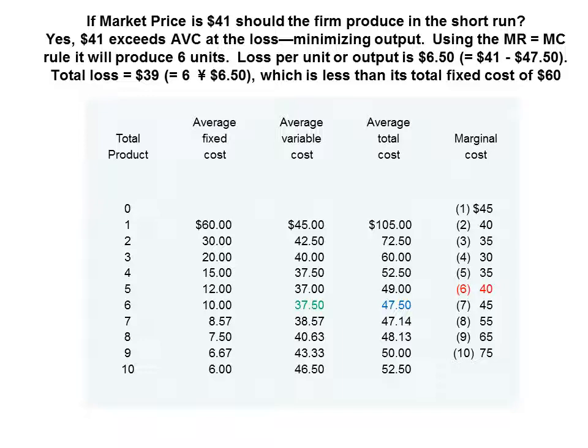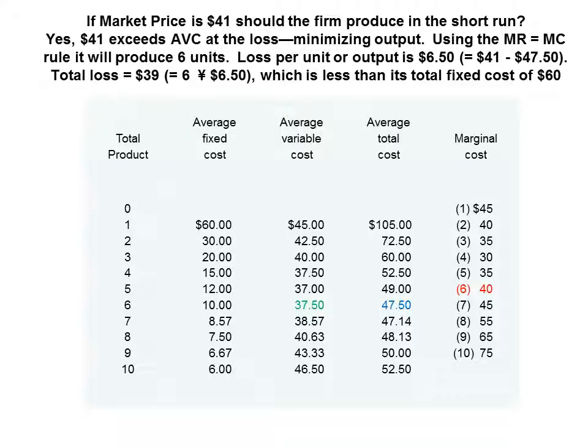Well, what's the average variable cost at 6? Average variable cost is $37.50. So a price of $41 is greater than average variable cost of $37.50. Again, I put this in green. This firm should produce because price is greater than average variable cost at Q star at 6 units of output.